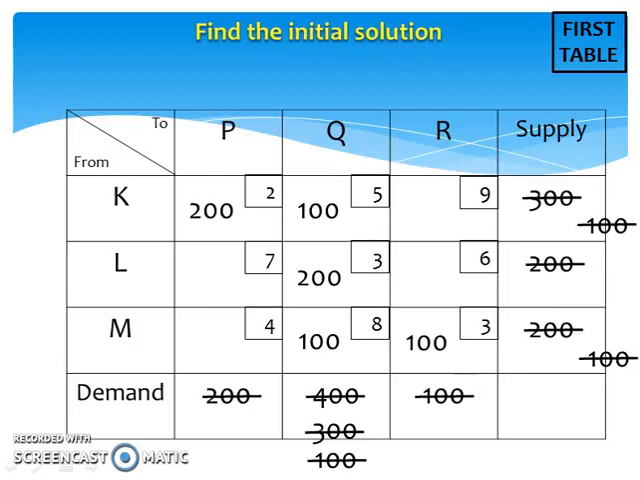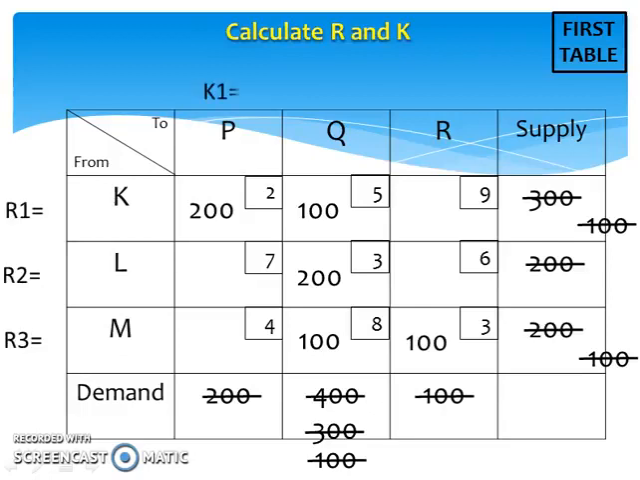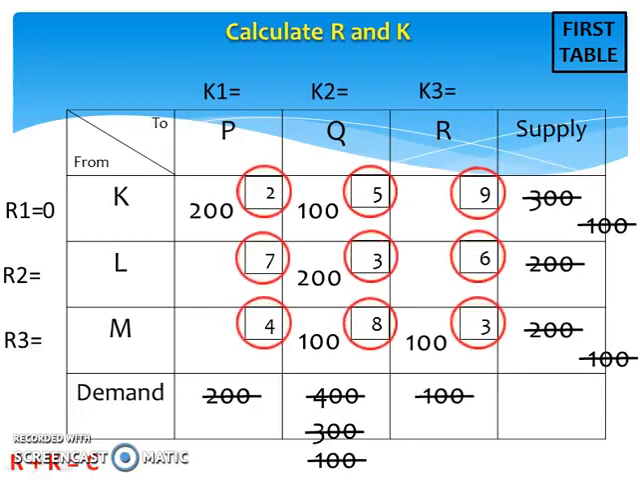After we have found the initial solution, we need to proceed to finding the optimal solution. The first thing to do in finding the optimal solution is to calculate R and K. R's are values for the rows, while K's are values for the columns. We need to calculate all R's and K's. R1 must be set equal to 0, and R and K values are calculated by using the formula R plus K equals C, where C is the transportation cost.